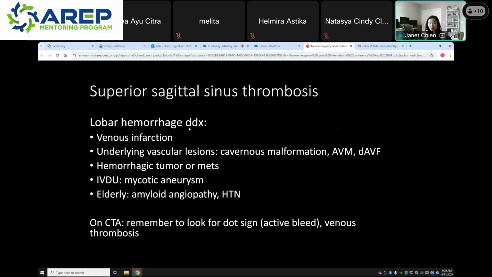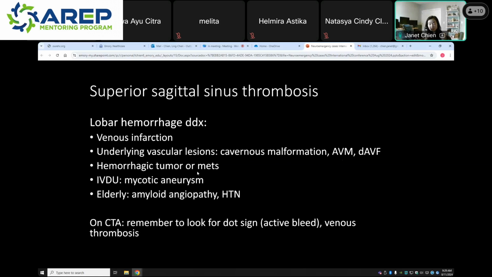So when you have a lobar hemorrhage, these are your top differentials you want to think about. So venous infarction, like in our case. When you have a lobar hemorrhage, look carefully at the density of your dural sinuses. If it's hyperdense, recommend a venogram and pay careful attention on your subsequent CTA for any filling defects. And then in young patients, we also want to look for underlying vascular lesions. So cavernous malformation on MR, you wouldn't be able to see this on CTA, but AVM and dural AV fistula you would want to look for on your CT angiogram.